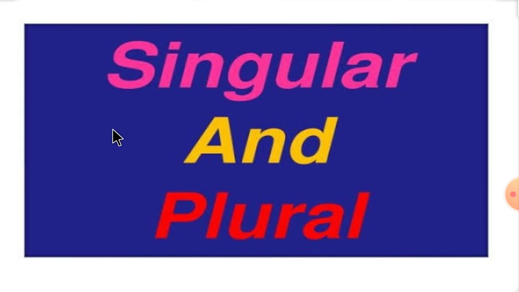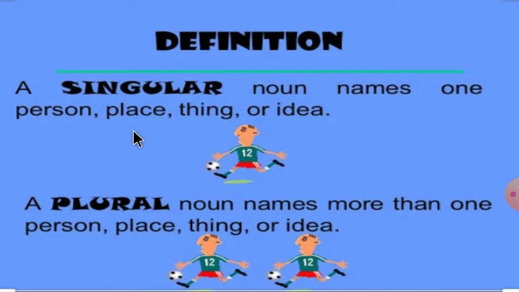So let's begin today's session, that is singular and plural. First we will revise with the definition. A singular noun names one person, place, thing or idea. What is singular? A singular noun names one person, place, thing or idea. Here you can see a picture.